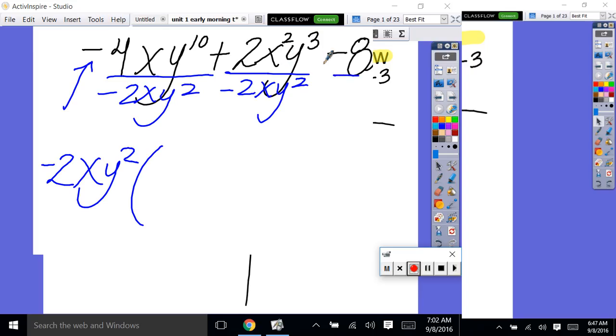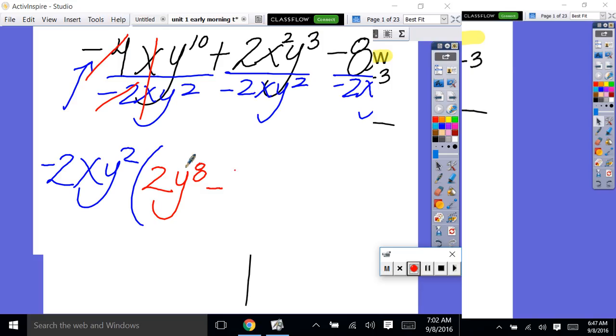Don't miss when you go back and divide your signs. So go in sections and be really careful. Negative 4 divided by negative 2 is positive 2, guys. X over x is 1. Y to the 10th divided by y squared. When you divide, you subtract, right? 10 minus 2 is y to the 8th. Okay, careful. Positive 2 divided by negative 2 is negative 1, right?